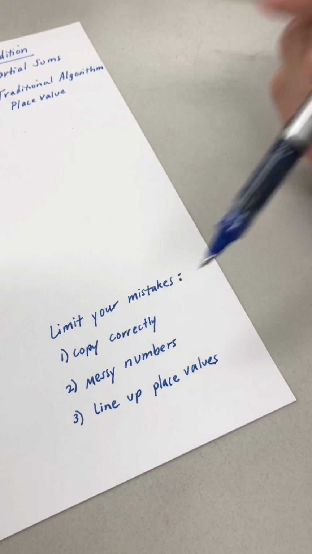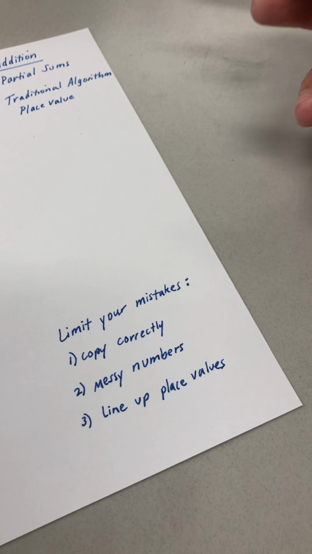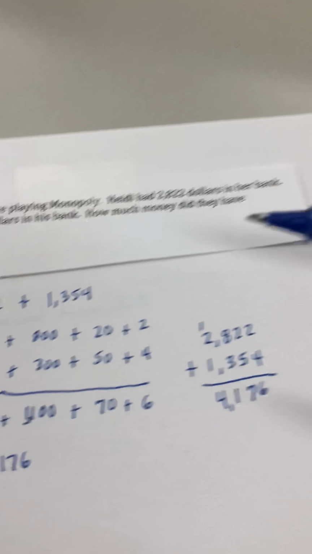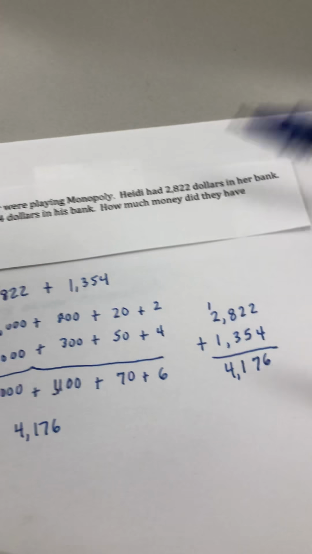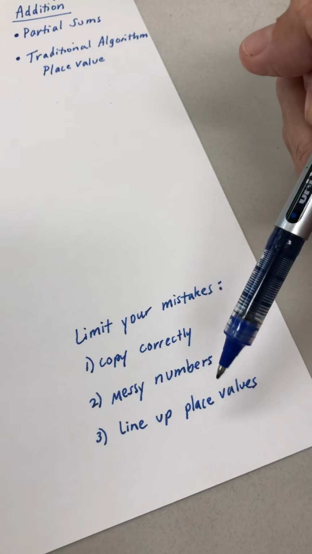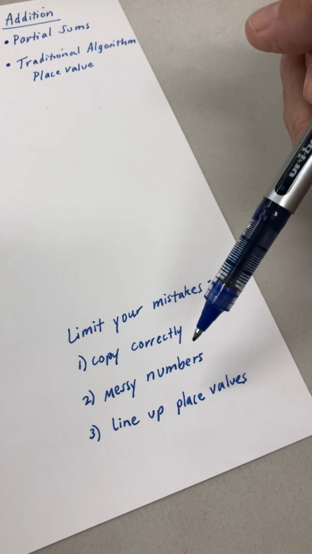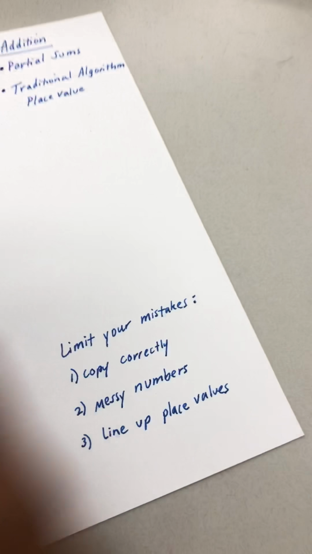And last, the students don't line up the place values. And when they don't line up the place values, they end up adding things together that shouldn't be added together. Okay? They end up making sure that their thousands aren't lined up with thousands. You might have thousands lined up with hundreds, and then that becomes a problem. So if we can be aware of these mistakes and make sure that we don't do these things, then addition will be something we'll be a lot more successful with.